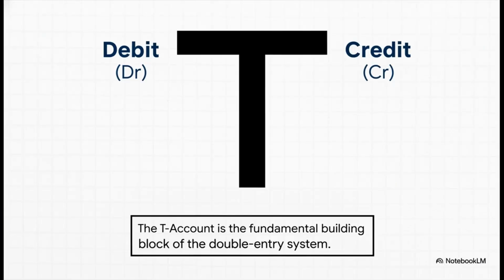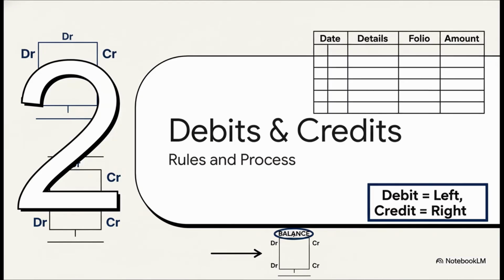Visually, we represent each of these accounts with a simple T shape, and that's why we call it a T account. This T shape is the absolute foundation of the double entry system. You just have to remember two things. The left side is always the debit side, abbreviated as DR, and the right side is always the credit side, abbreviated as CR.